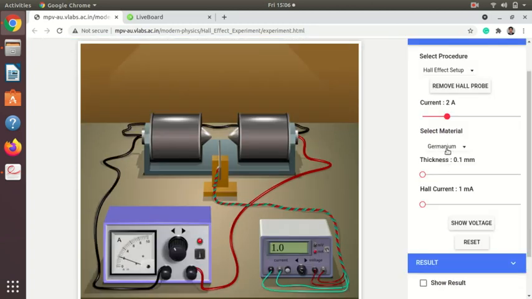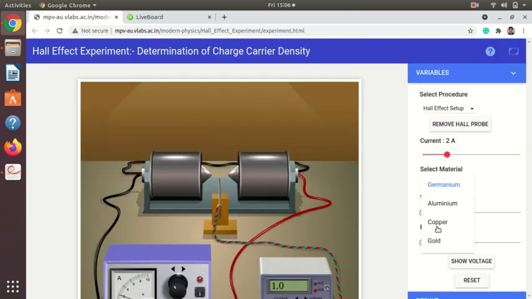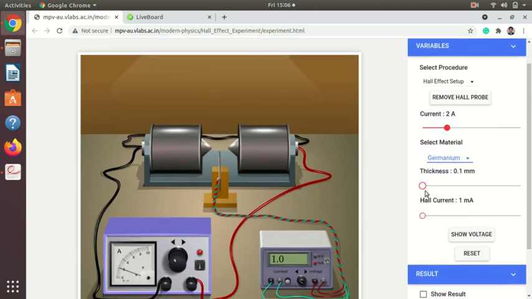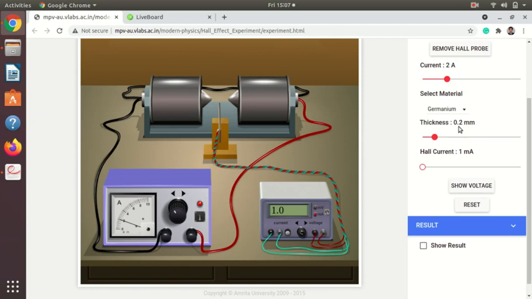We are using germanium material, and it is the default in this simulation also, but still you should check whether it is germanium or some other material. There are other options available: aluminum, copper, gold, but we are using germanium. Then we can change the thickness also, for example 0.2 millimeter. Here the thickness is in millimeter, but in the experiment we are using centimeter, so keep track of the units.